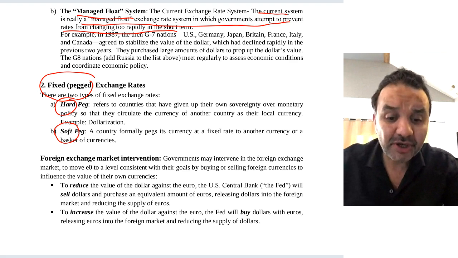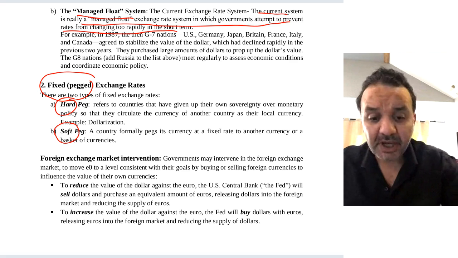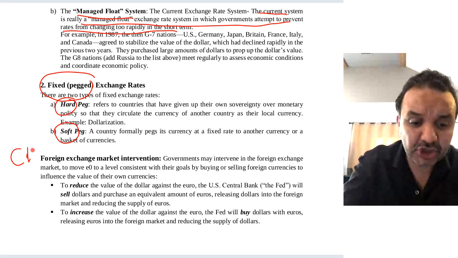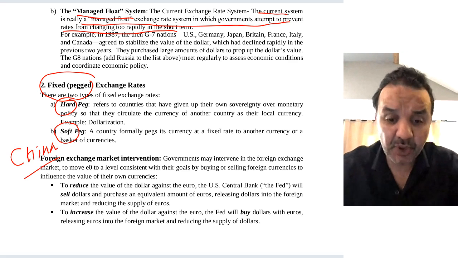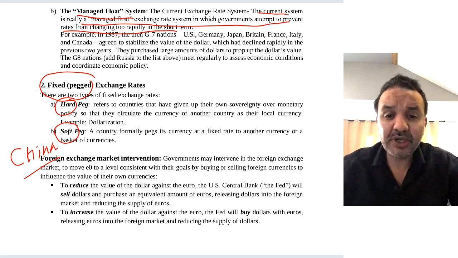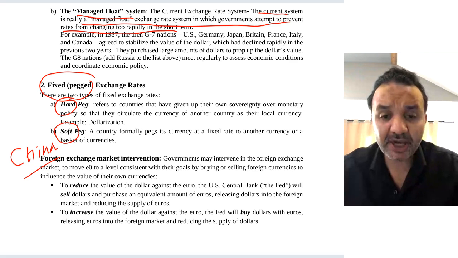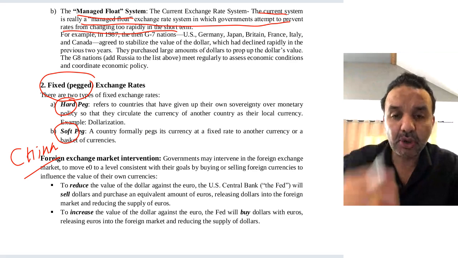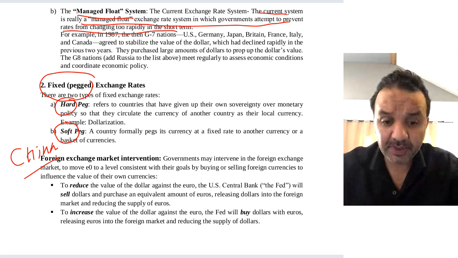Foreign market intervention. The best example here is China, and the currency in China is yuan, the Chinese yuan. Usually the bank in China or the government in China intervene in the foreign exchange market to lower the value of the Chinese yuan.